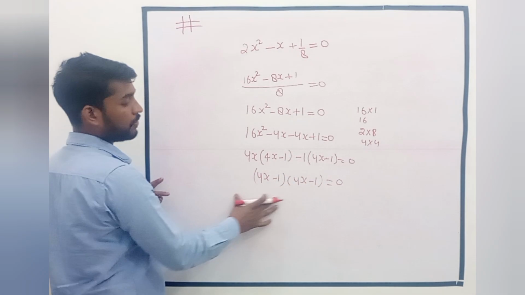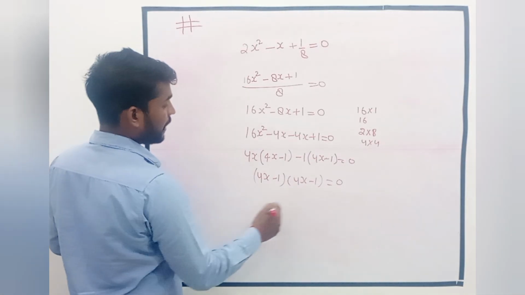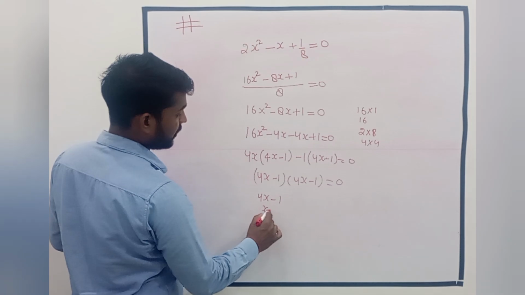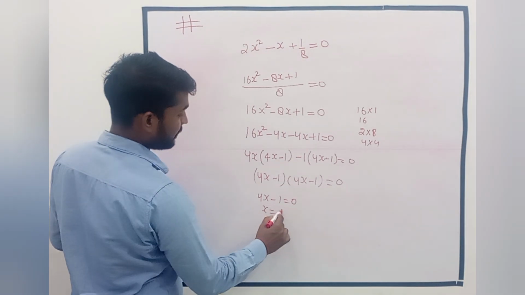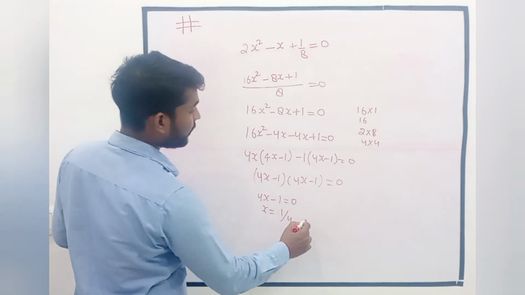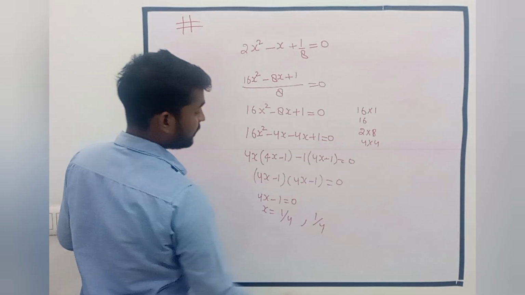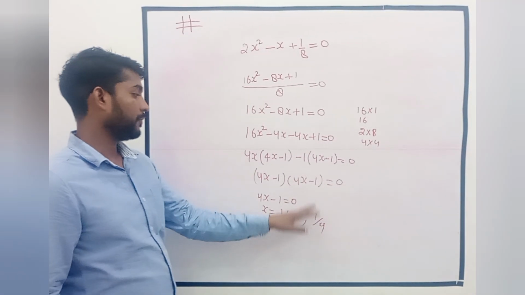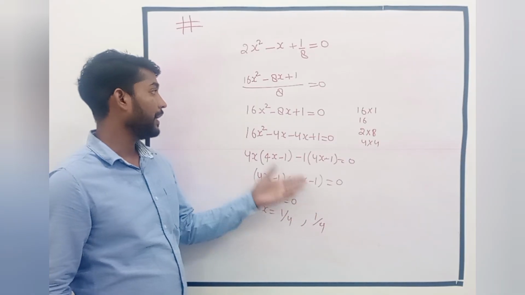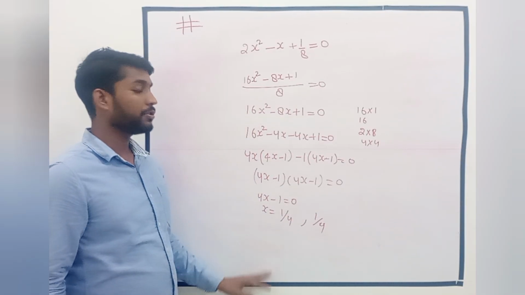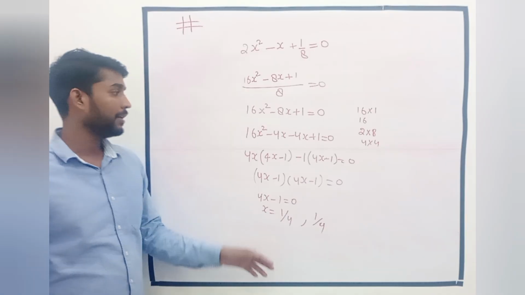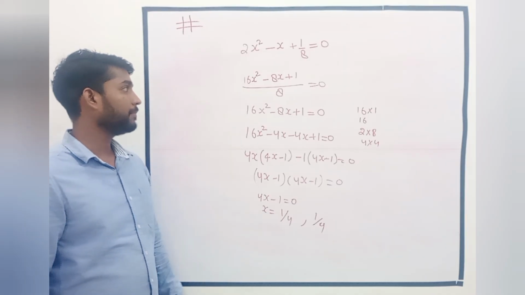The product of two linear factors is 0, so either both of them is 0. 4x minus 1 is 0, then x becomes 1 by 4. And from here also we find the value of x is 1 by 4. This is the solution of the quadratic equation, or we can say roots or zeros, whatever you want to say. All the terms have the same meaning.